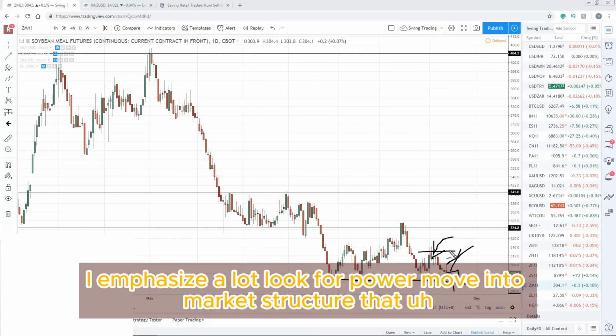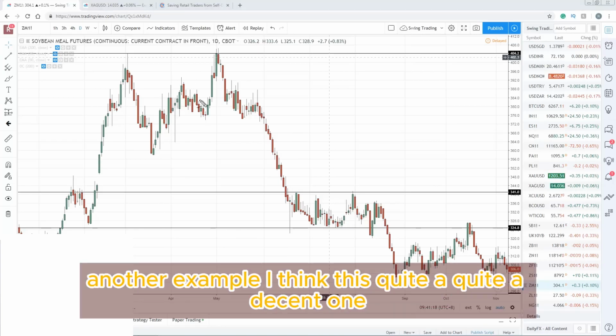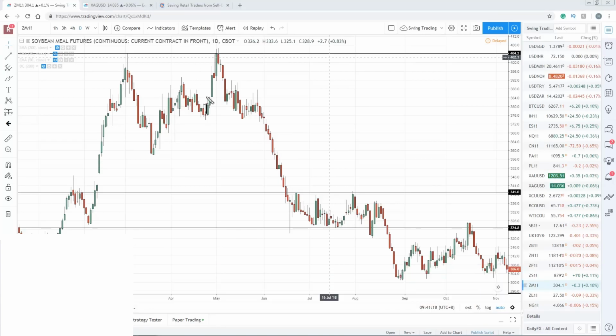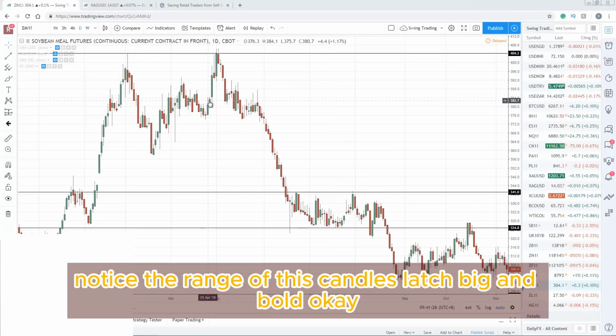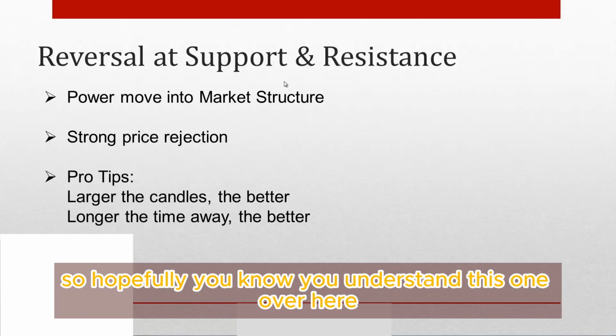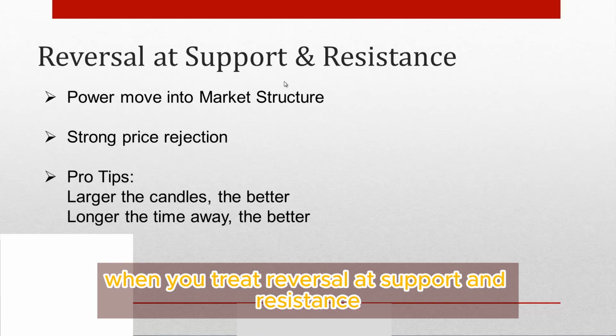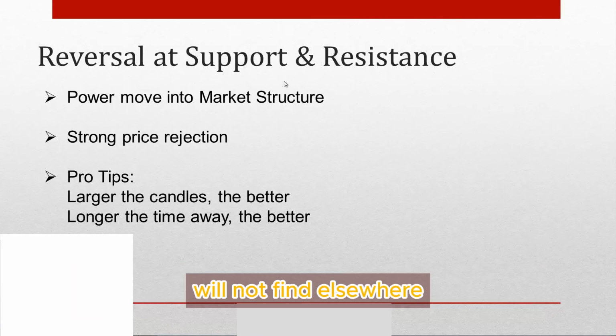So this is why, again, I emphasize a lot: look for a power move into market structure. That is really important. Okay, another example, I think this is quite a decent one. Although this is counter trend, strong power move into market structure and then this reversal. Notice the range of these candles. Large, big, and bold. So hopefully you understand this one over here when you trade reversal at support and resistance. This is stuff that you probably will not find elsewhere.